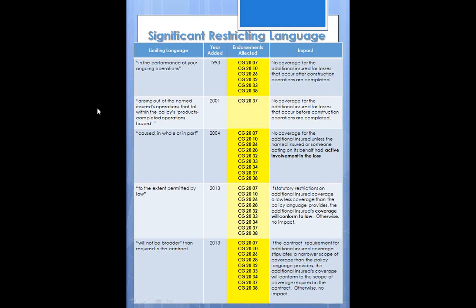And lo and behold, unknown to everybody involved at the time, they had the 2004 edition of both the CG 2010 and the CG 2037. So basically there was no coverage for the additional insured unless the named insured, the porter service company, or someone acting on their behalf, had an active involvement or an active role in what occurred to create the loss.